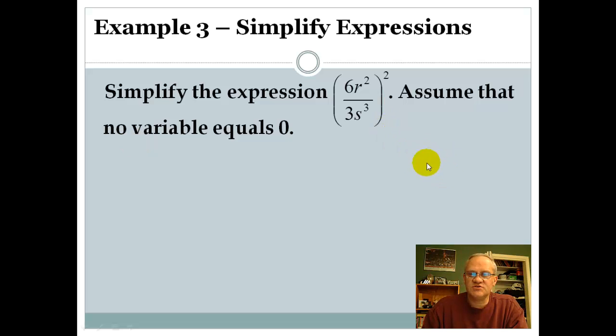Here, notice we've got this whole parentheses raised to a power. You can do one of two things here. You could take 6 squared, r squared squared, 3 squared, and s to the third squared. You could square everything in there and then simplify it from there. But you also could simplify what's inside first and then take whatever's left squared.